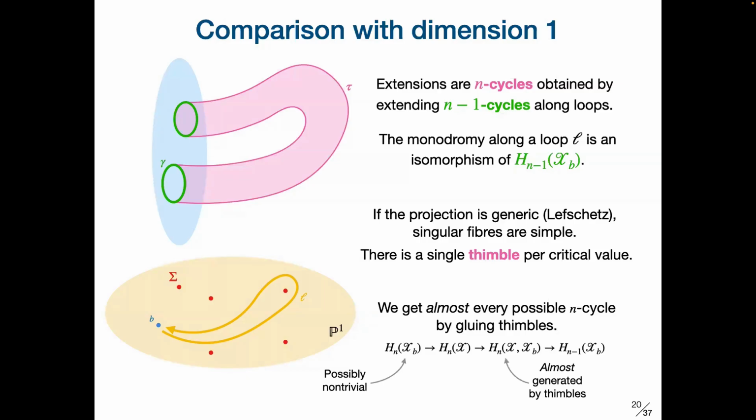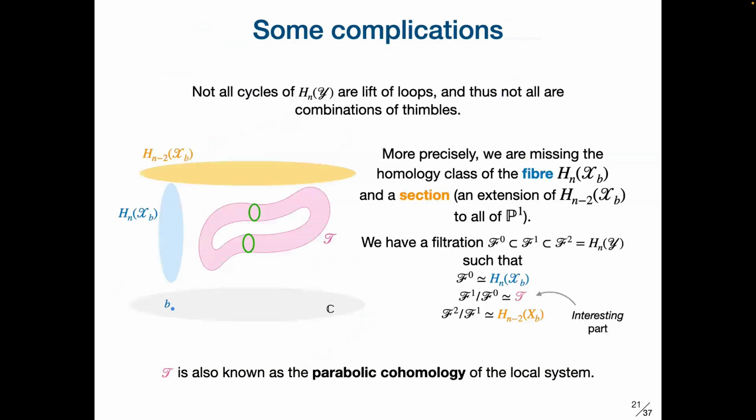And there's a single thimble, so a single interesting lift of a simple loop around each critical value. And you can play the same game of taking all these thimbles and bringing them back together. And it turns out that you obtain almost everything, almost every n cycle of your hypersurface by doing so. However, there are some complications. You don't get everything. You're missing classes that may lie entirely in the fiber, and you're also missing classes that could be obtained as sections of your projection.